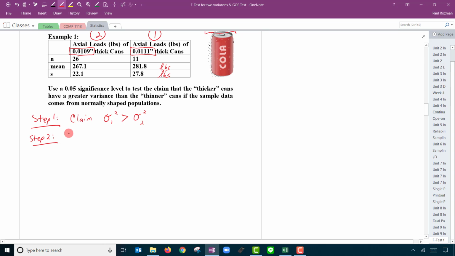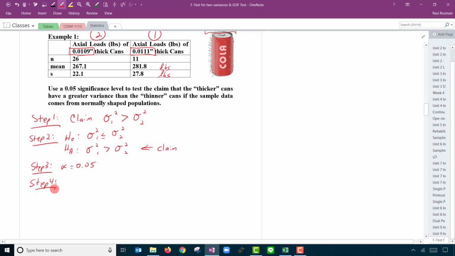Step 2, set up your hypotheses, your null and alternative hypothesis. This is going to be the alternative hypothesis because it doesn't have an equal sign. So we'll say sigma 1 squared greater than sigma 2 squared is the alternative hypothesis, and then the null is that they are less than or equal. Then we can move on to step number 3 and set our alpha. They told us to use 0.05.